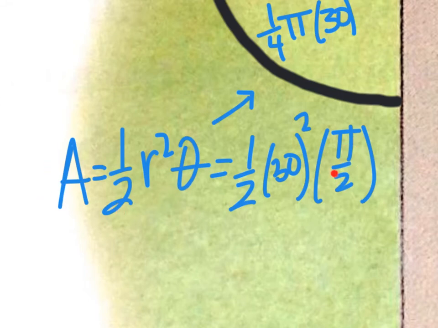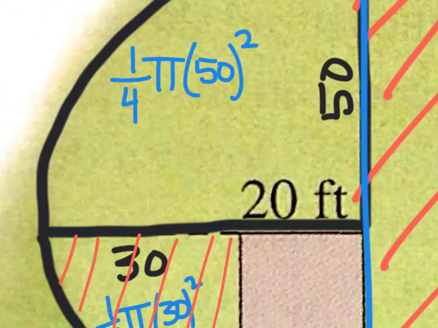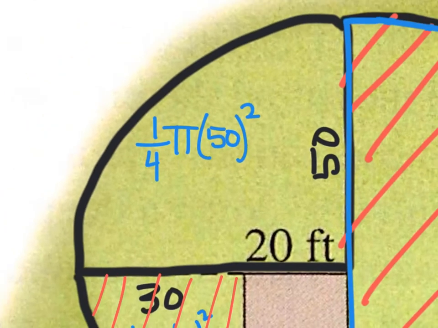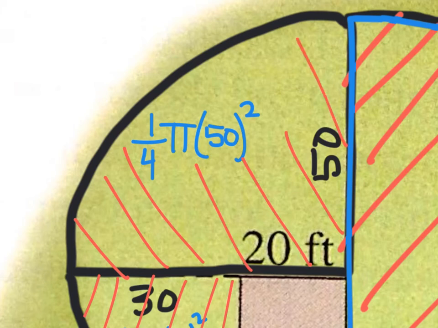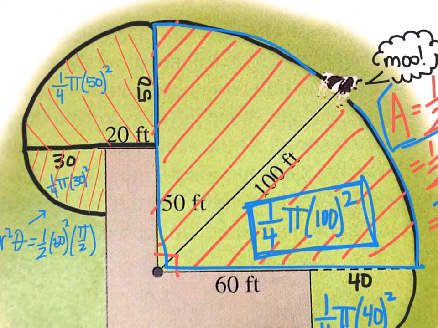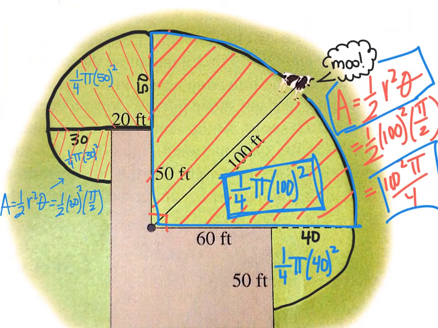We have our angle in radians as pi over 2. So we have a quarter circle here, radius 30, and a quarter circle here, radius 30, and then what happens on the other side? And then what's left over? 60. So 60 feet of leash is taken up, so she's got 40 here, a quarter circle.